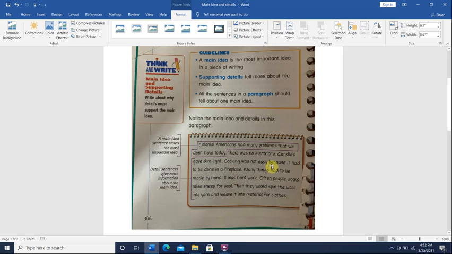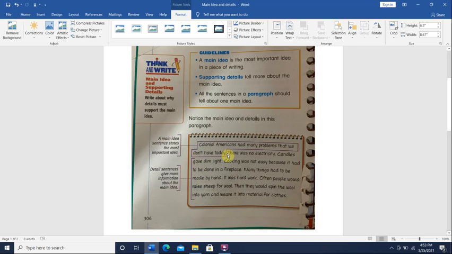What was one of the problems? They didn't have electricity and they had to use candles, and the candles gave them dim light. And also it says cooking was not easy because it had to be done in a fireplace. So they had to use a fireplace for cooking. Many things had to be done by hand. It was hard work. These are all supporting details, sentences that support the main idea. And that's why this purple is to show you that these are the supporting details that give you more information about what?